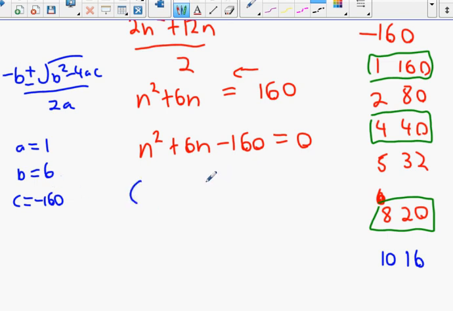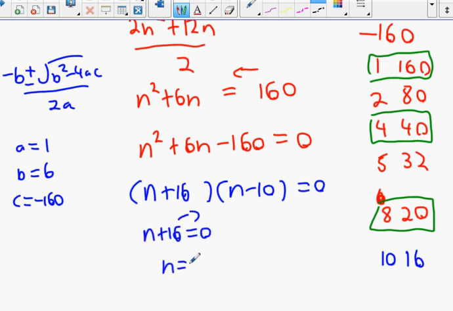Now, open up your two brackets. Why does one of them have to be negative and the other one positive? For what reason? The last number is a minus number. All equations that have a minus number have one positive number and one negative number every time. Okay? So what does that make it? N plus 16, n minus 10. N plus 16 equals 0, n equals minus 16. No, that's not it. N minus 10 equals 0, n equals 10.